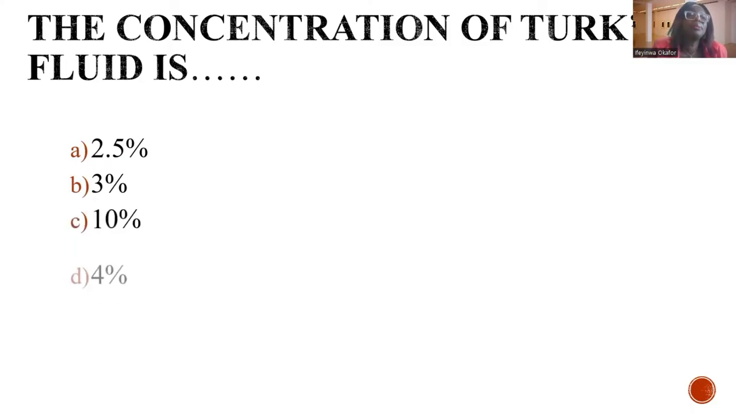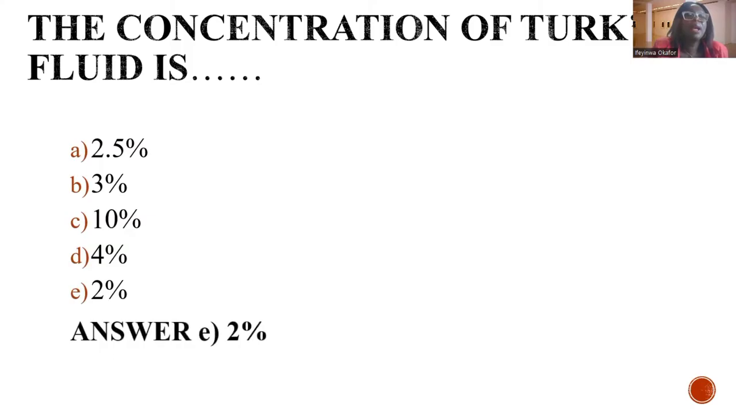The concentration of tox fluid is: 2.5%, 3%, 10%, 4%, 2%. Answer is E, 2%.